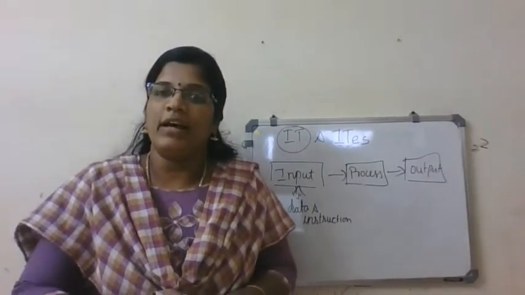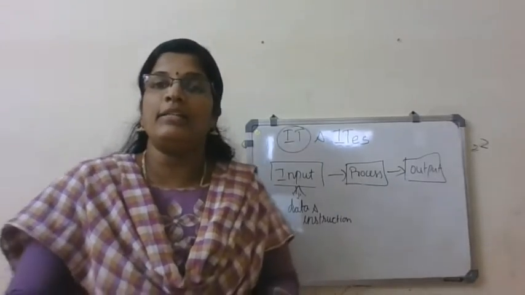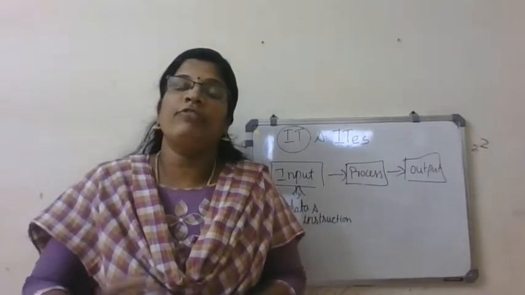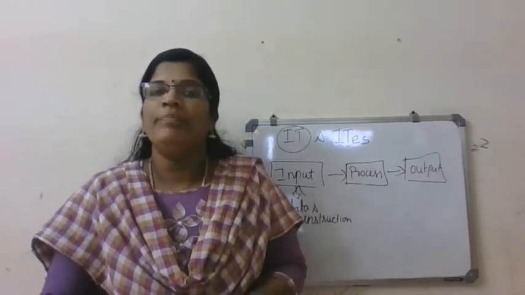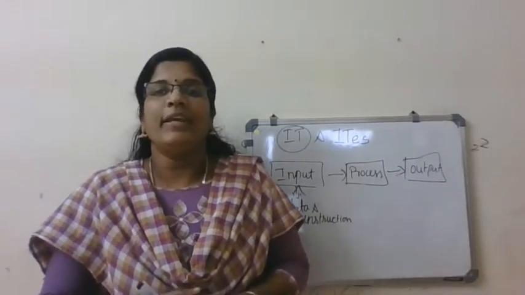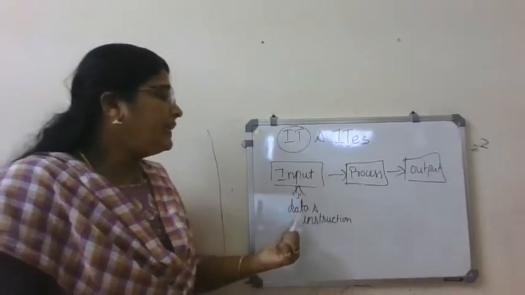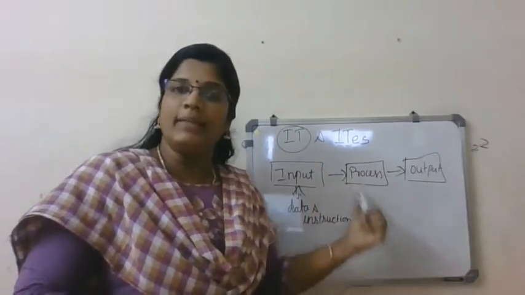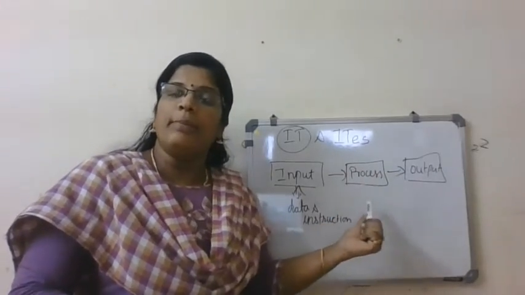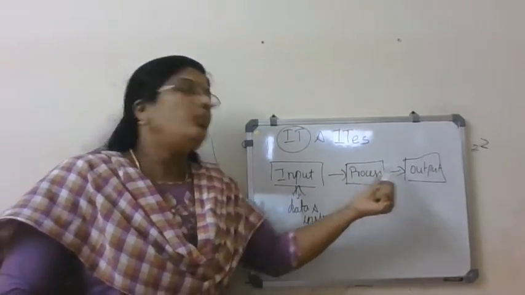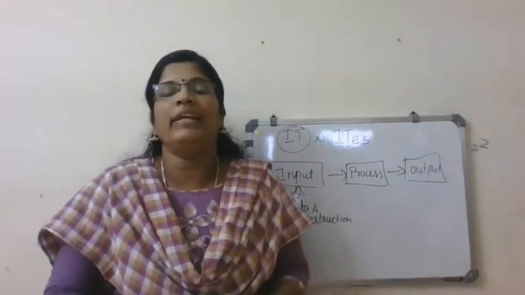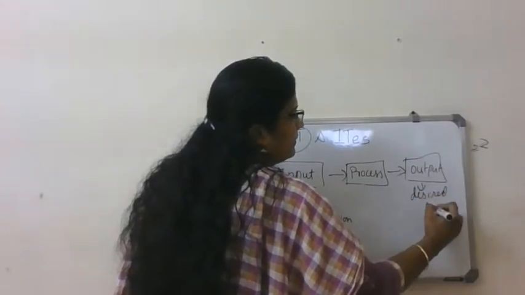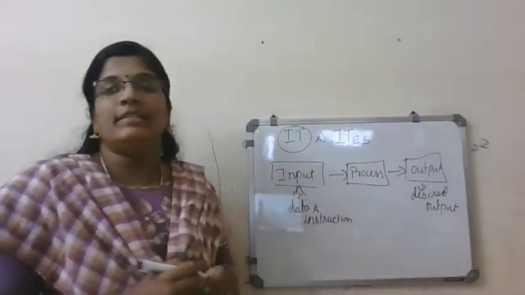So what does data mean? Data may be raw data that I collected, okay? So maybe the data collected from the survey office, or data about the population of the country, or about the cricket match, anything, okay? So data and instructions we are feeding to the computer get processed by the computer, and after processing, we are getting the desired output.